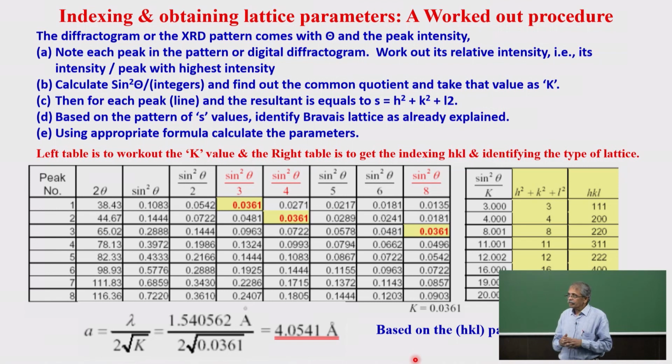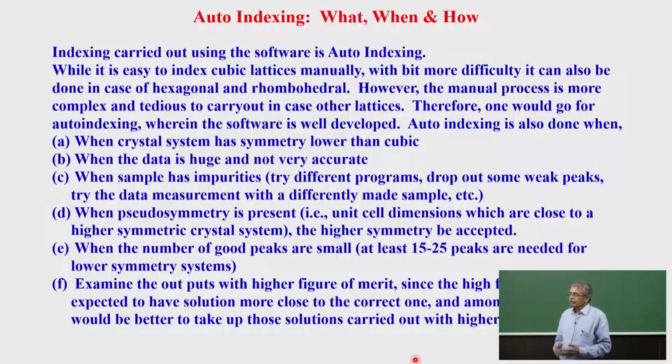But when you're doing it, just try with the cubic systems, because that is the simplest. And other things, as I mentioned, can be done by computer methods. Whatever I mentioned earlier, that the other tough cases can be done by programs, is called auto indexing. So whatever you have done was manual indexing using all these calculations, while auto indexing is basically done by the software. Okay, so this is much easier.